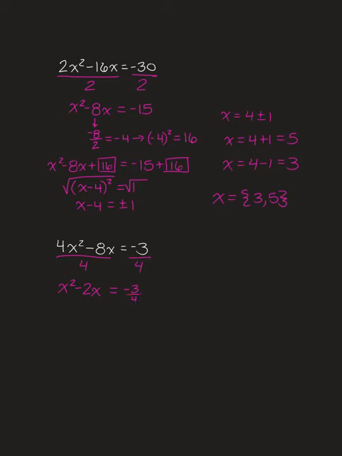So we're going to have a fraction here. Don't freak out because of the fraction. We are going to divide our b in half. So negative 2 divided by 2 is going to give us negative 1. And then square it to give us positive 1. And that's what we will add to both sides to complete our square. Okay, so we will add 1 to both sides.